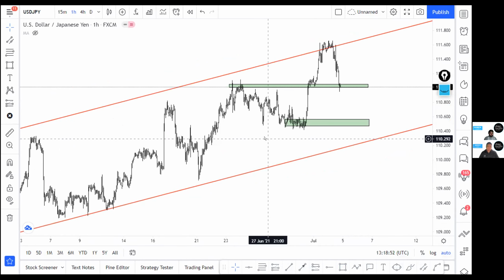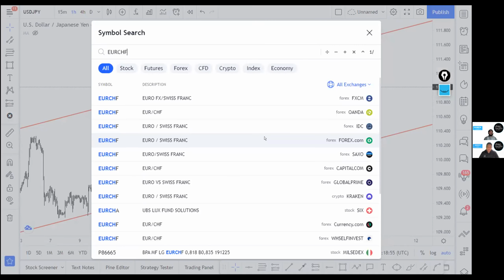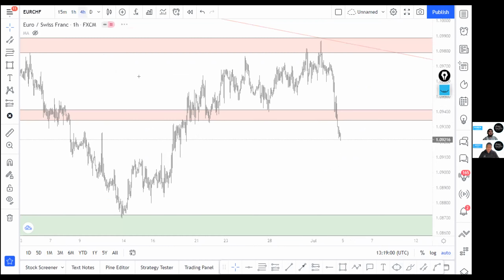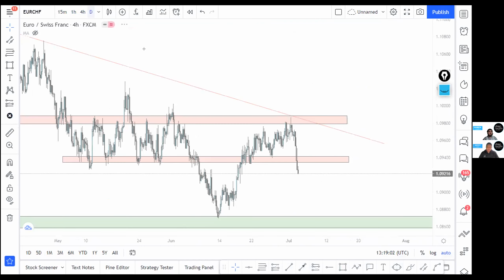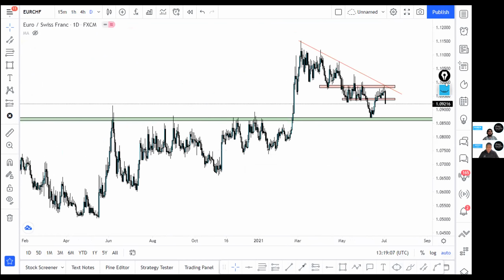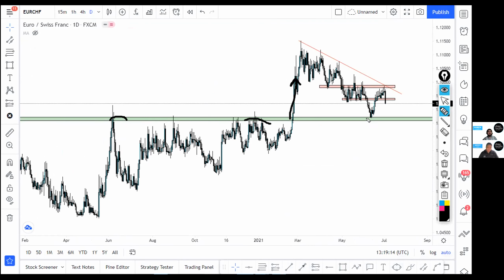Like for Euro CHF, this is very interesting to me. As we can see, if we go to the 4-hour chart, let's have a look at the daily first of all. This was a resistance area that got broken to the upside. Then we came back to retest this area, and we completed its correction move. Now it has completed its correction to this area. Now we could see some opposite price action from here.